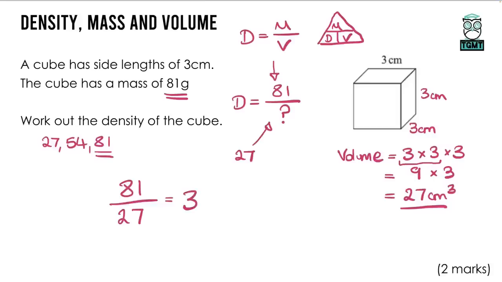We have 3. Now in terms of writing the density, what we have just found out is that there are 3 grams in every centimetre cube. There we go. There are 27 centimetre cubes that make up this cube, and each one of them weighs 3 grams, and therefore the overall weight was 81 grams. And there we go. There is some density, mass, volume.